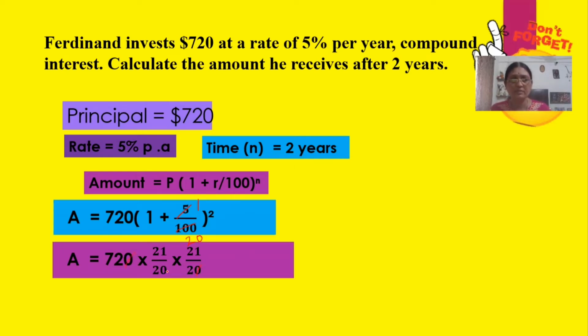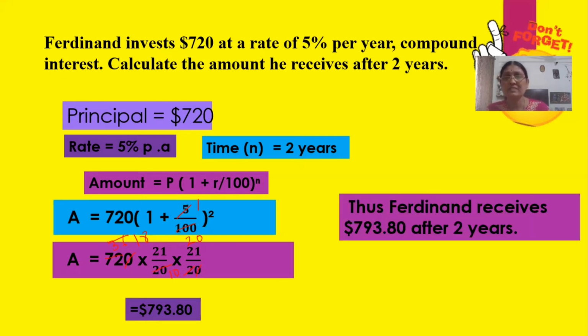You can simplify this. 2 ones are, and if you divide, you get 36. And again dividing, you get 2 10s are and 2 18s are. So you can have 21 into 21 is 441 into 18 upon 10. That can be done. On calculating this, you get the amount as $793.80. Got it, children? So this is how Ferdinand receives $793.80 after 2 years. Just learning the formula will help you to solve this problem with ease.